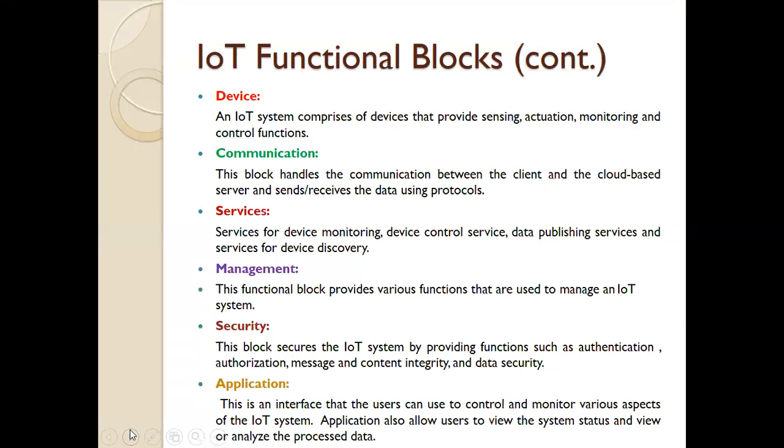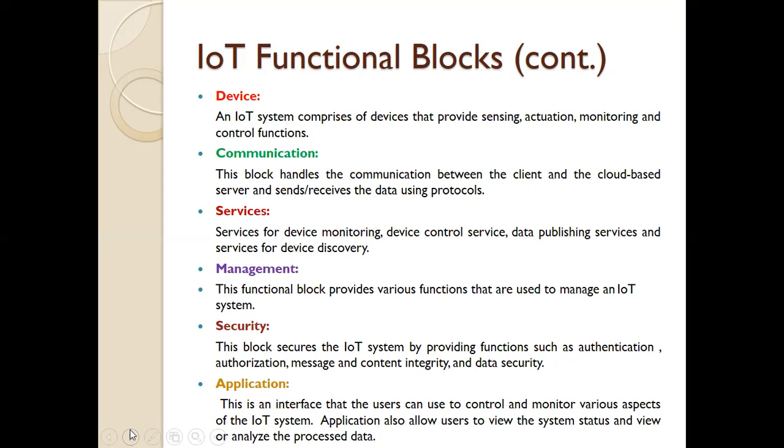The second functional layer consists of communication, services, management, as well as security. The communication block deals with the communication between the client and the cloud server. It handles the data transmission between the server and the client using different protocols. Services include monitoring, controlling, publishing data, and device recovery. These are the different kinds of services.